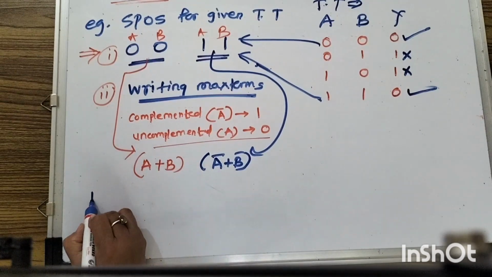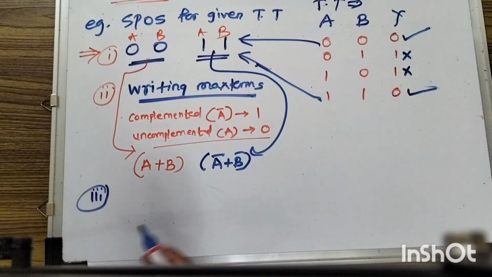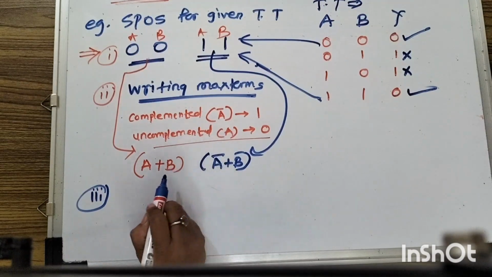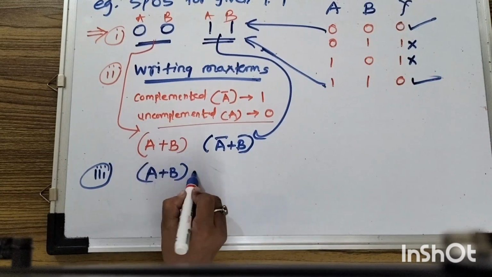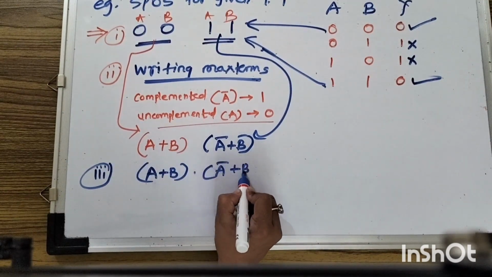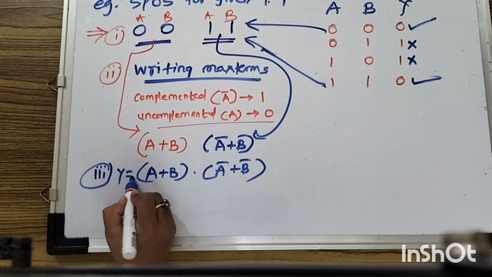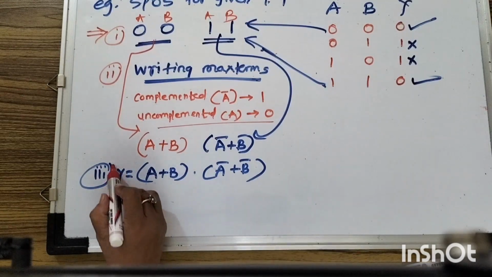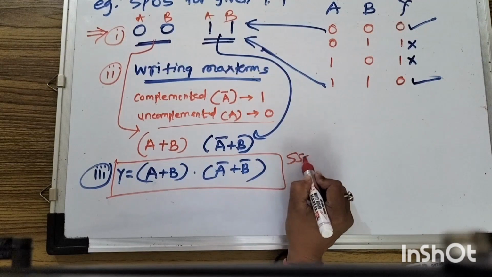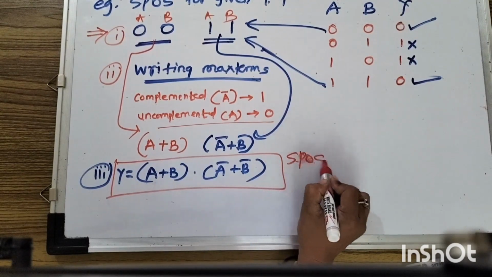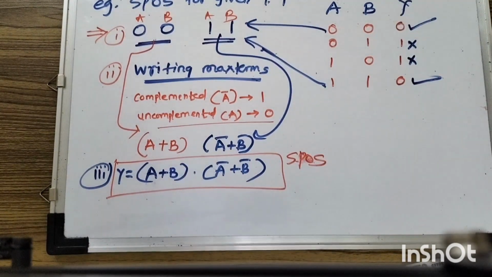Now what is the third step? The third step is to logically multiply these two max terms. This is my standard POS form from the given truth table.